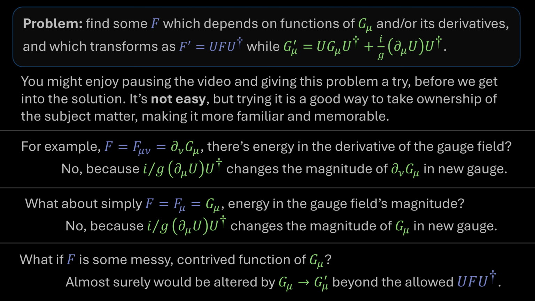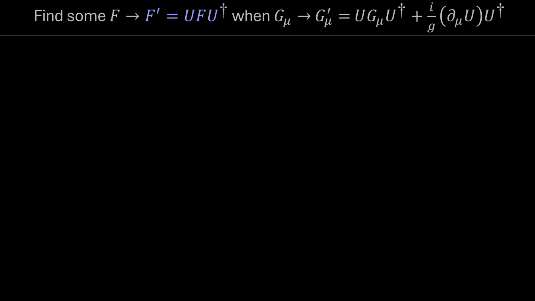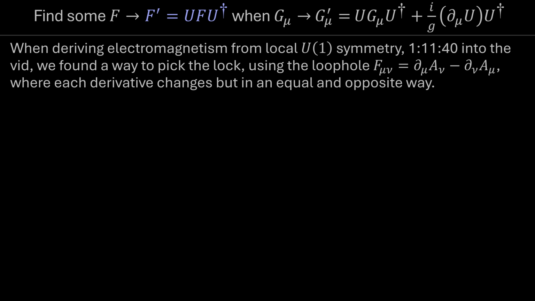And so you play around with this for a while, and you realize that basically any field that you write as some function of g mu and/or its derivatives is going to be totally messed up by an arbitrary local SU3 transformation because of the way g mu transforms. And if you think back to the electromagnetism video, you realize that this is, in essence, exactly the same problem we had when we were trying to give our photon field a life of its own.